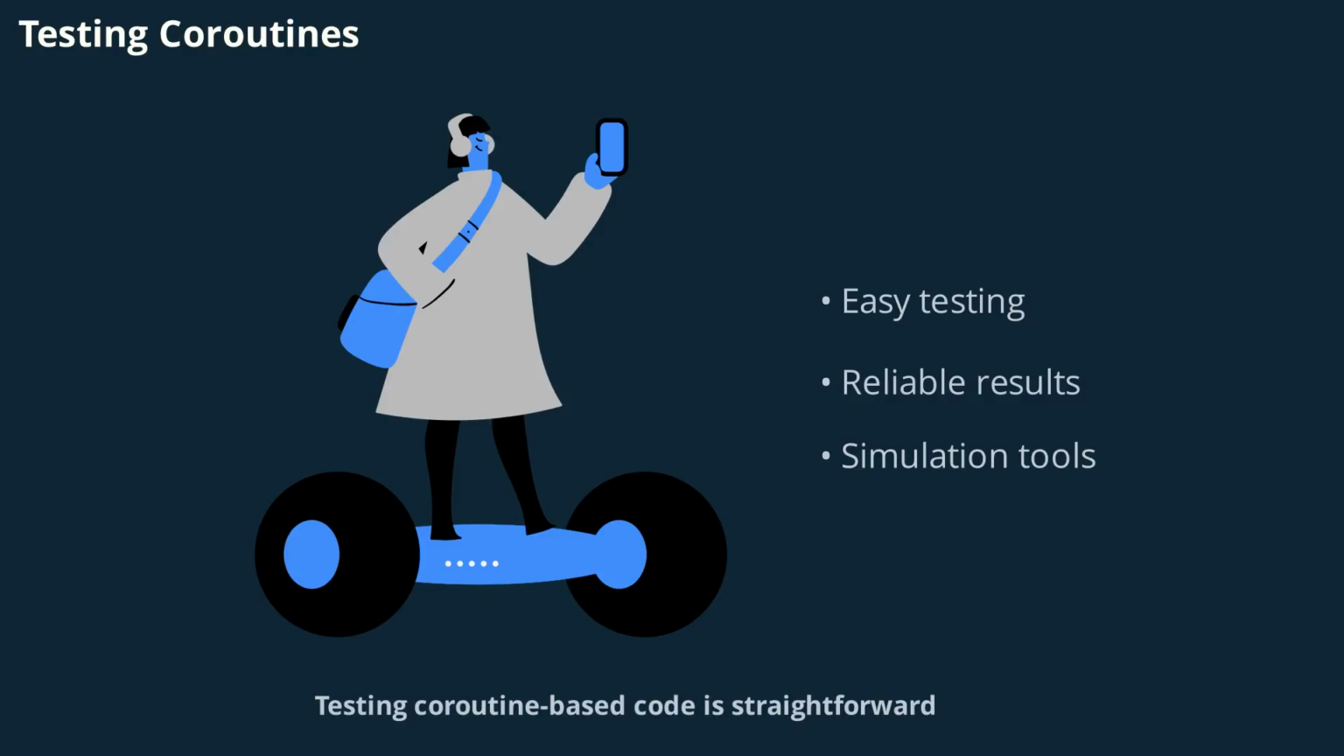Testing coroutine-based code is straightforward. You can use libraries like Kotlin Coroutines test to simulate coroutine execution and verify results. This makes it easier to write reliable tests and ensure your code behaves as expected.